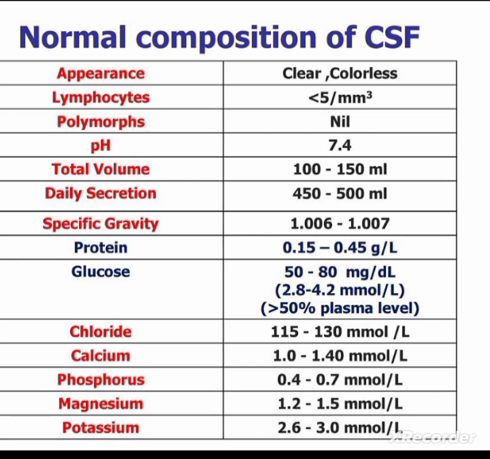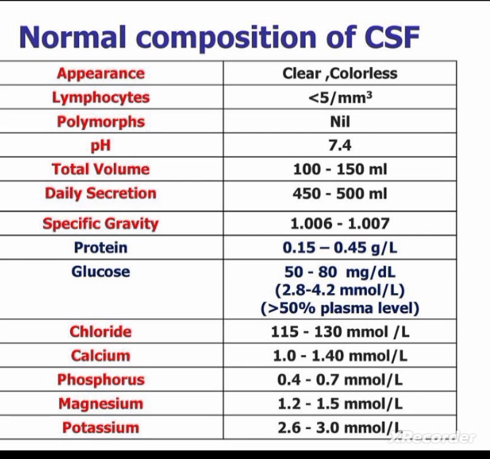The daily secretion of CSF is 450 to 500 ml. The specific gravity of CSF is 1.006 to 1.007. It is important: protein value is 0.15 to 0.45 gram per dl. Otherwise we can say 15 to 45 mg per dl.